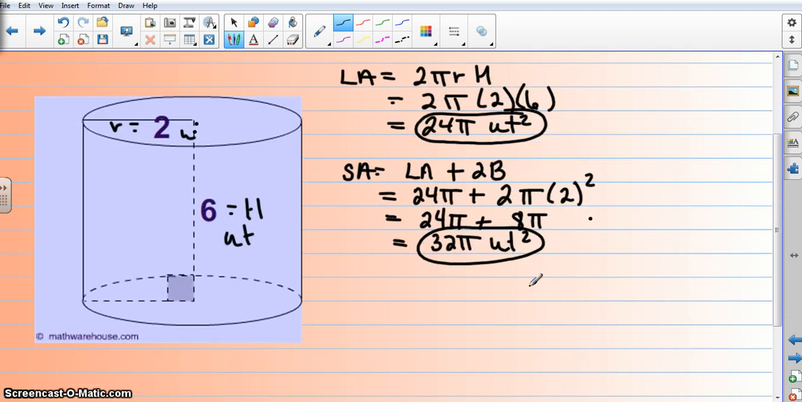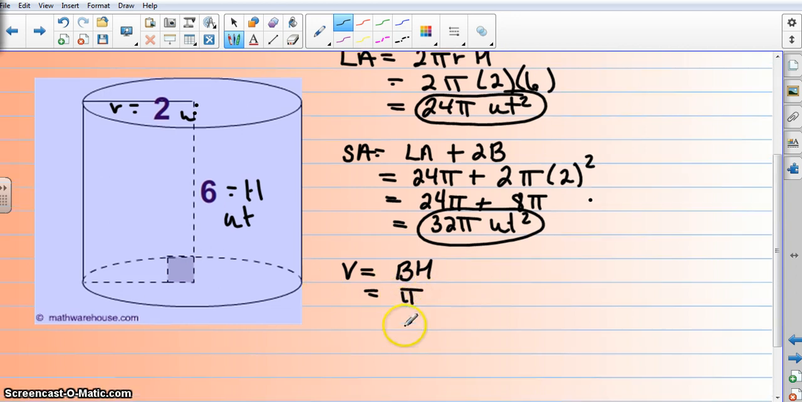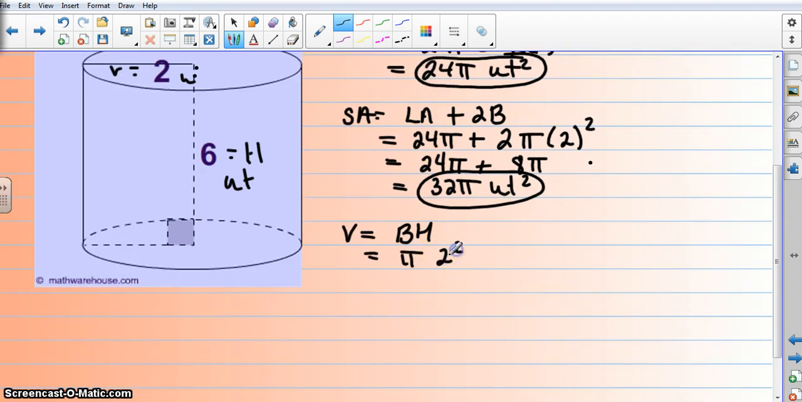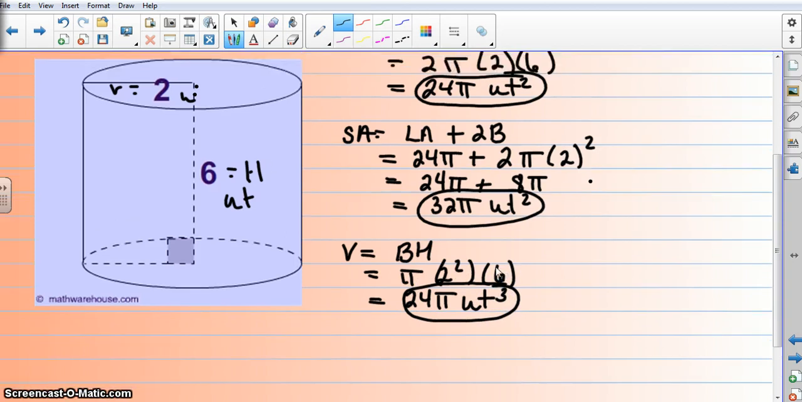Okay, last piece I want to compare with you is the volume, and that was the area of the base times the height. The base area, remember, is pi radius squared, so pi 2 squared times my height, which was 6. So 2 squared is 4. 4 times 6 is 24 pi units cubed, since we're working in volume. Hopefully you had the same answers that I did. If you don't, go back and see if you can find out where you made your mistakes.